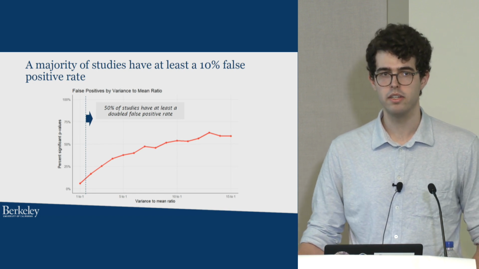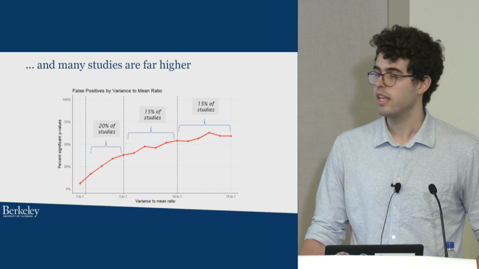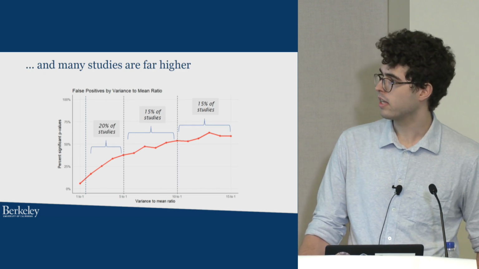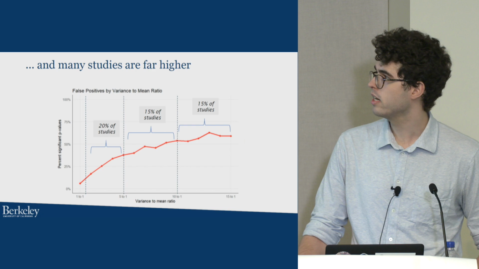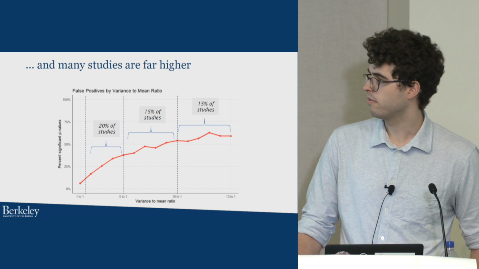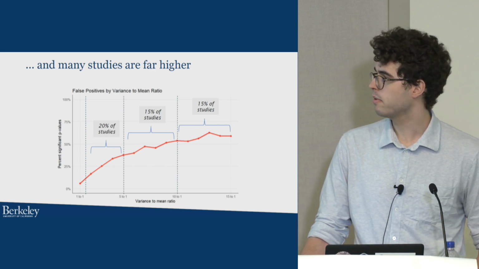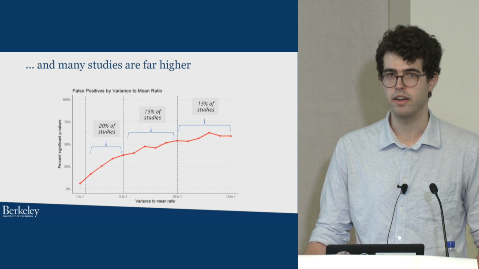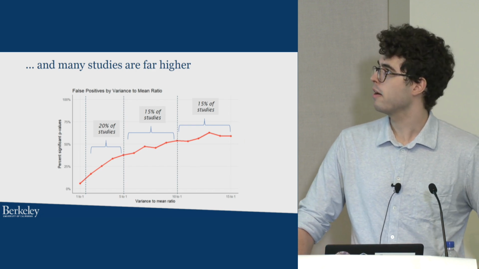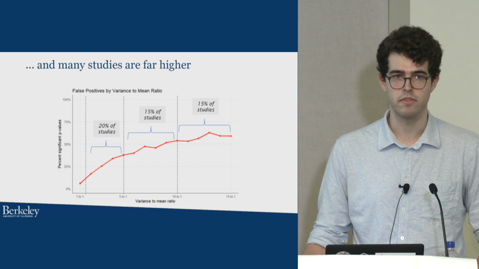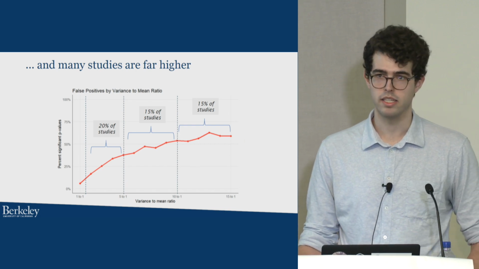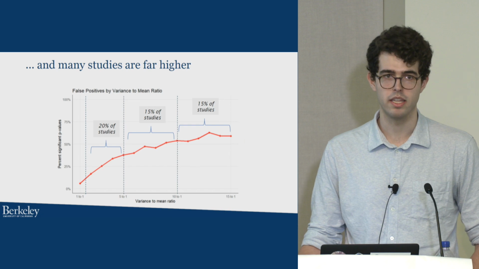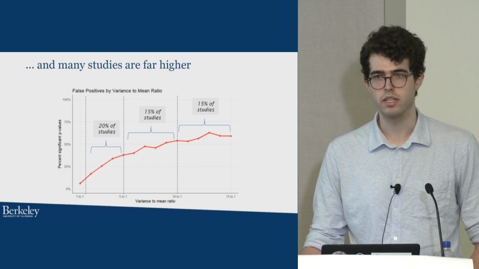And if you break that 50% down more finely, you actually see 20% are between 1 to 1 and 5 to 1, 15% between 5 to 1 and 10 to 1, and then 15% are actually above a 10 to 1 variance to mean ratio. So about 15% of all the studies we reviewed are more likely to get a false positive than not. So this really is a big problem within the existing psych literature where they're using Poisson.